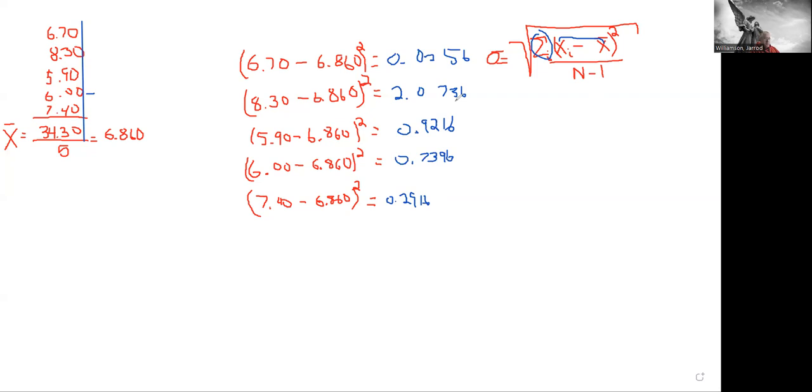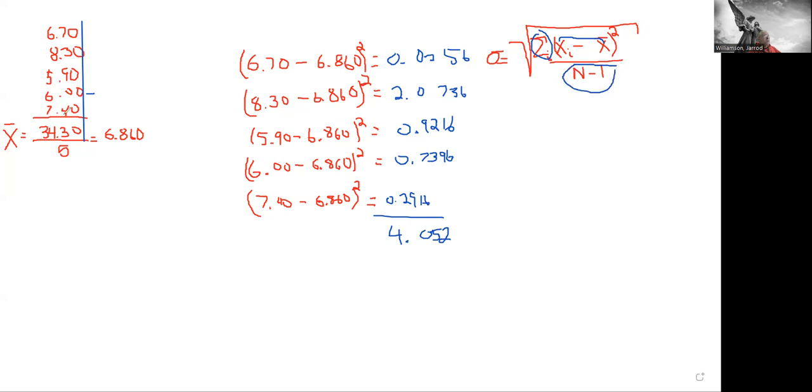0.0256 plus 0.0256 plus 0.0256 plus 2.0736 plus 0.9216 plus 0.7396 plus 0.2916. That gives me 4.052. Now I have to divide by n minus 1.